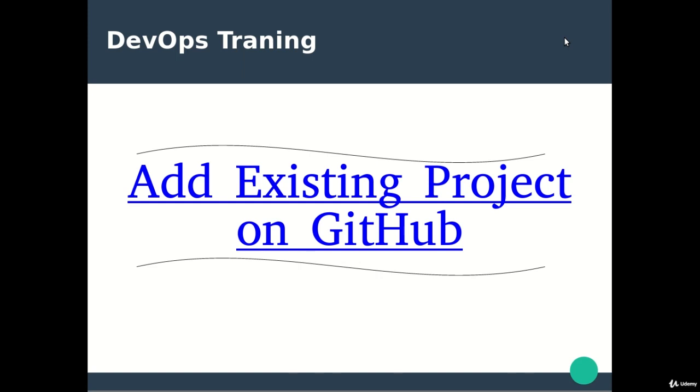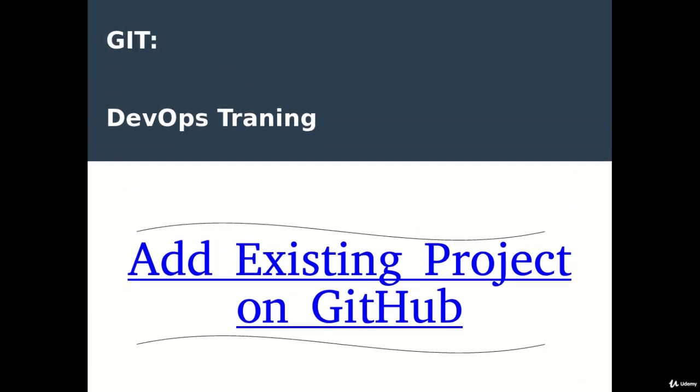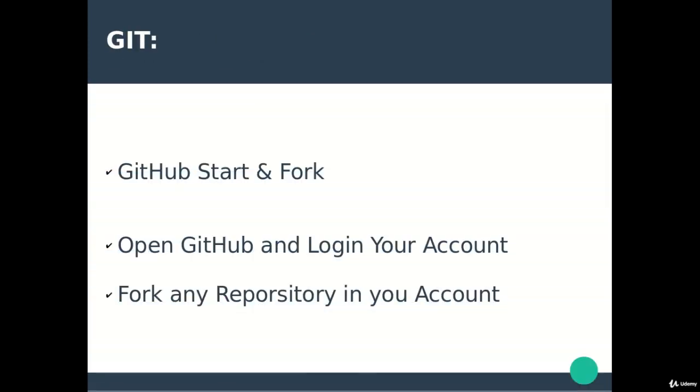In the previous session, we have already discussed GitHub and the difference between Git and GitHub, and the use of GitHub with Git. Today we are going to discuss how we can add an existing project on GitHub. In this training, we will see GitHub star, GitHub fork and GitHub clone, right?